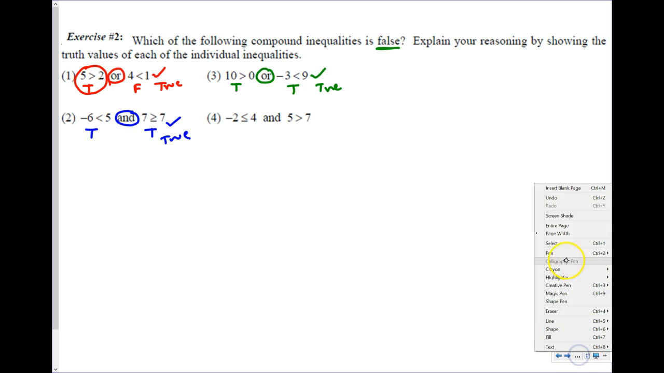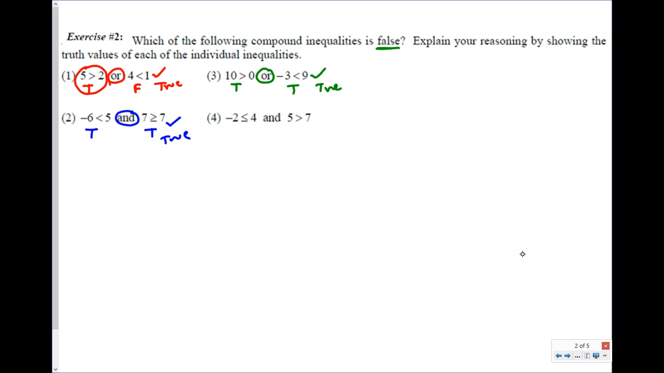Finally, number 4 must be the wrong one because it's process of elimination, and that's how that works in a multiple choice problem. But let's just look at the math. Is negative 2 less than 4? Yes, it's true. Is 5 greater than 7? Nope. And because it's an "and," both of these would have to be true, and it's not, so this is a false compound inequality. And that's what we're looking for. We're looking for the one that is false, so that is my answer for number 2.